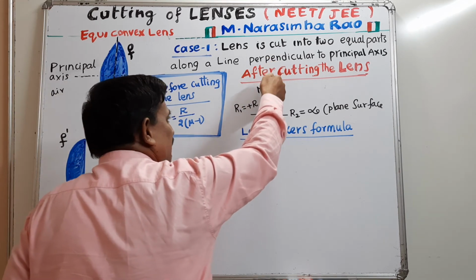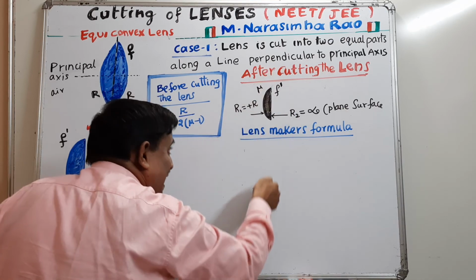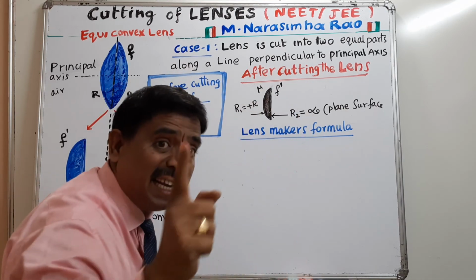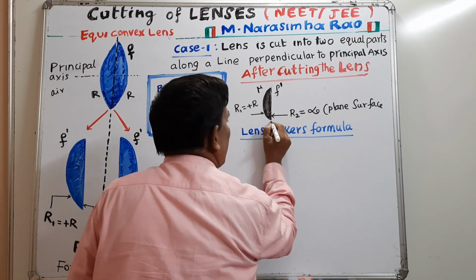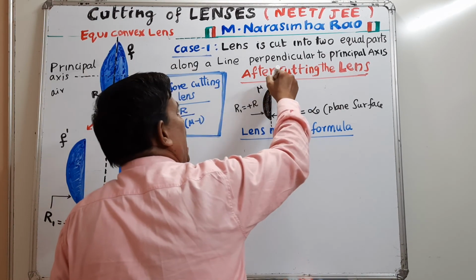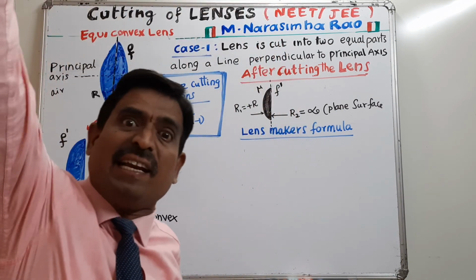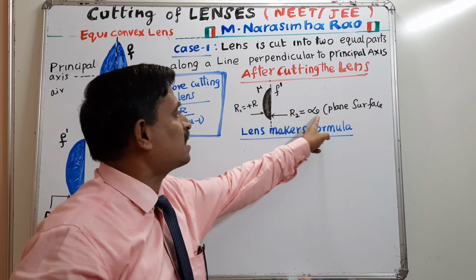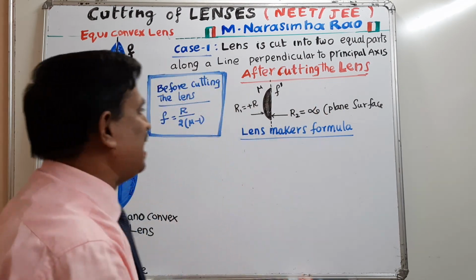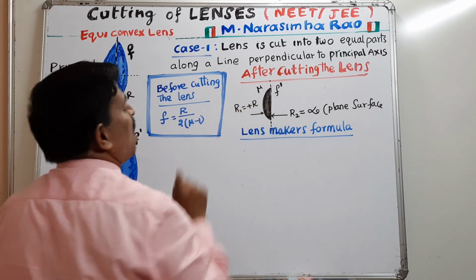This is the plane surface. For the plane surface, radius of curvature is infinity. The reason is, if you extend this line down and extend this line up, both meet at infinity. For that reason, for the plane surface, radius of curvature is infinity. For the first surface, radius of curvature is R.